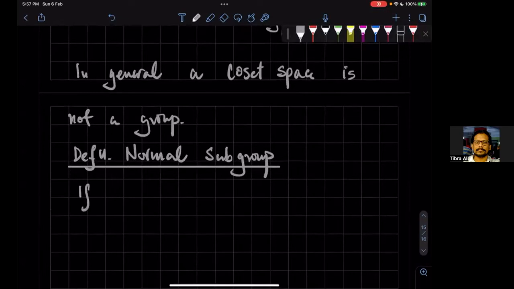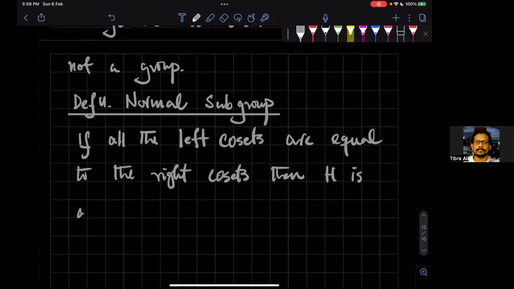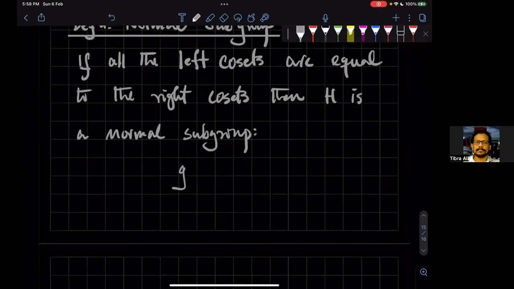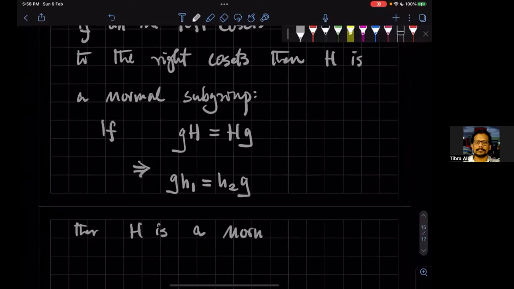So, if all the left cosets are equal to the right cosets, then H is a normal subgroup. Okay, so that means if gH is equal to Hg. So that means that if gH1 is, say, H2g, right? If this is true, then we say H is a normal subgroup, okay?